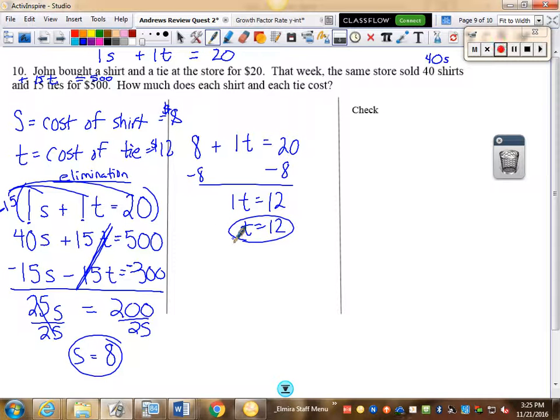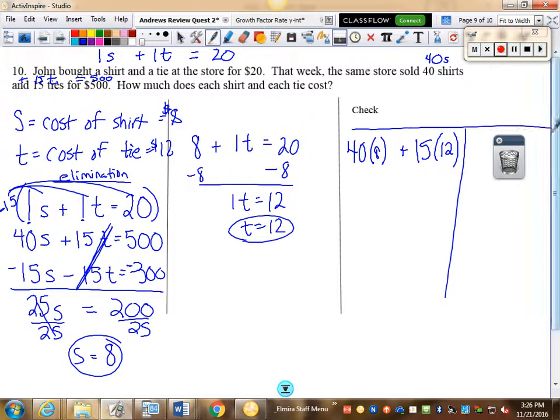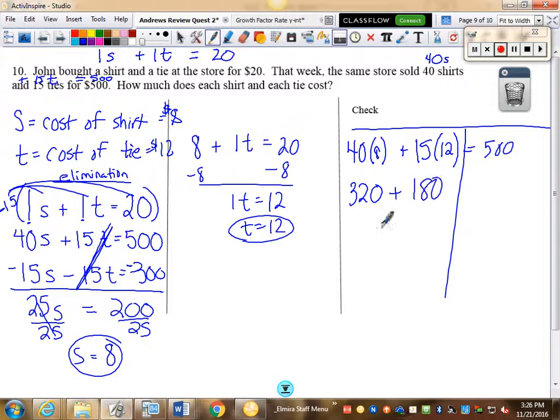All right, checking it. So 40 times $8 for a shirt plus 15 times $12 for a tie. And we want to see if that equals 500. So that's 320. 15 times 12 is 180. So yes, that makes 500.